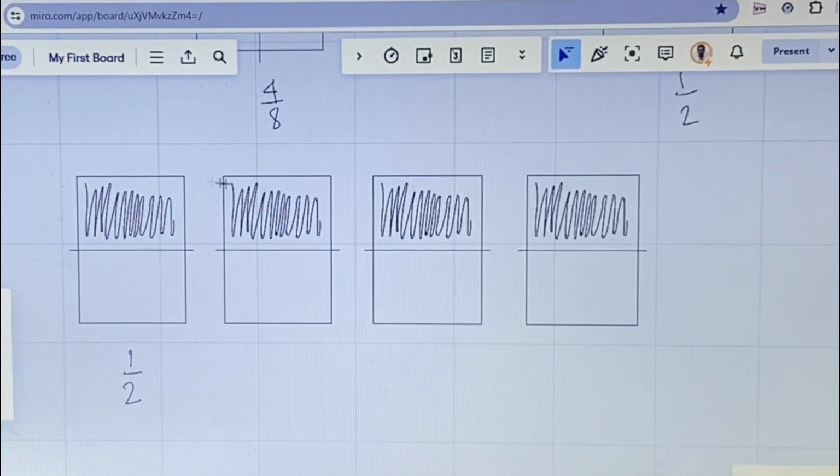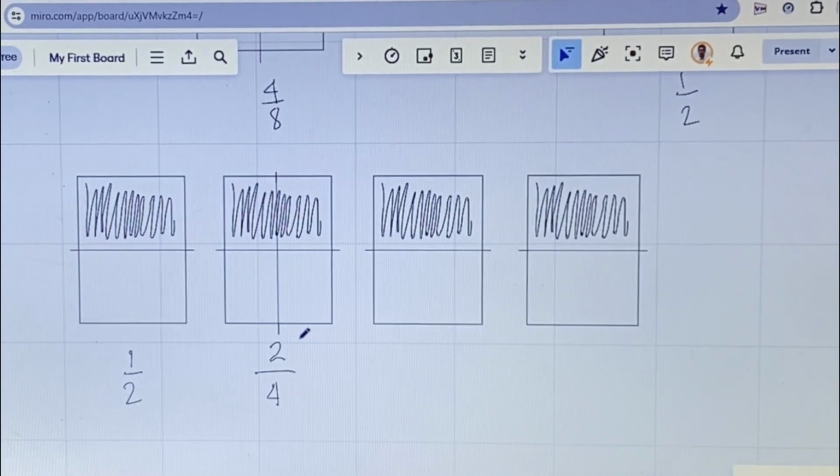Now what if you just wanted to cut it differently? You want to cut it into 4 equal parts like this. Right now, it's divided into 4 equal parts, so these numbers will also change. The denominator will be the total number of equal parts. So 1, 2, 3, 4. The denominator is 4, and the number of shaded parts, we got 2. Okay, got it?